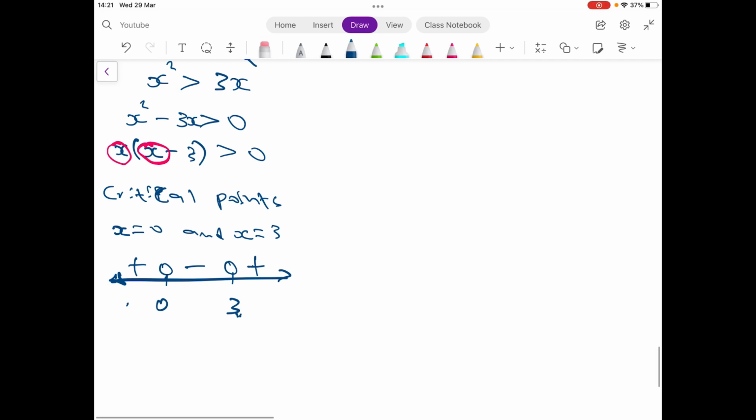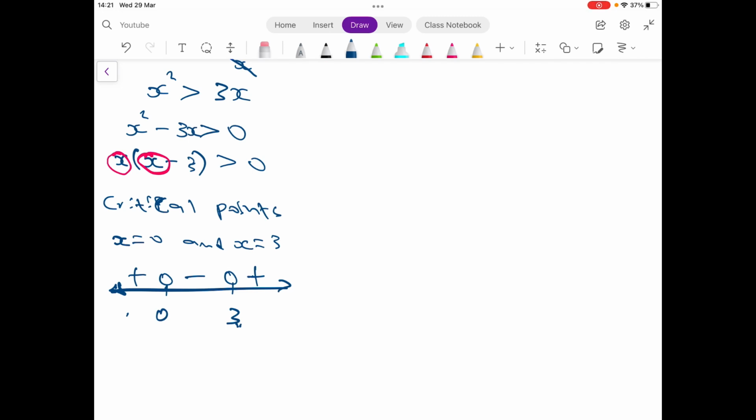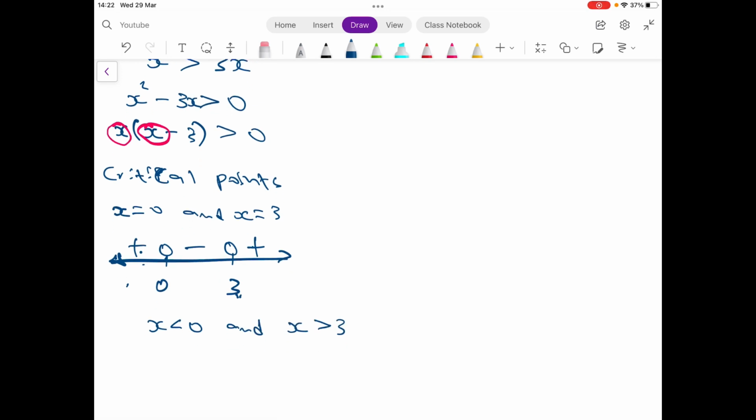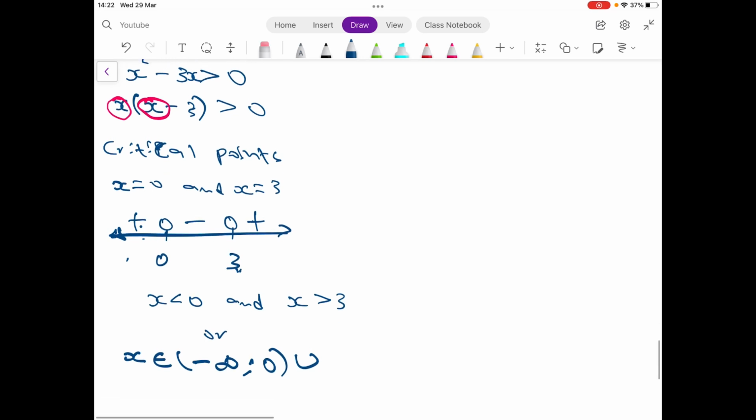So it's fine. Now that we are here, we just need to write the final solution. The final solution is going to be what? The positive regions is just x is less than 0, as well as x being greater than 3. That is the simplest way you can write it. Or, accommodating those who just like complicated life, it's going to be x is an element of negative infinity all the way to 0, we exclude that, union, that is, it's or in the language of probability, 3 all the way to positive infinity.